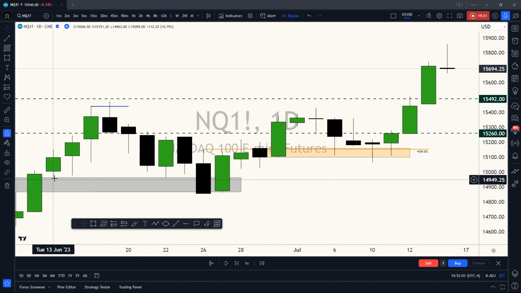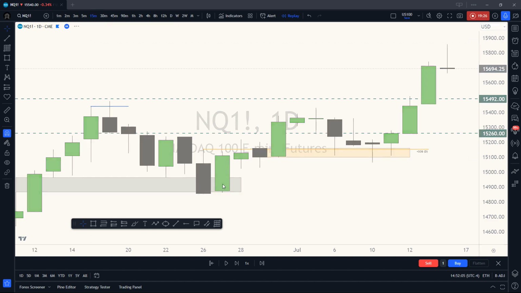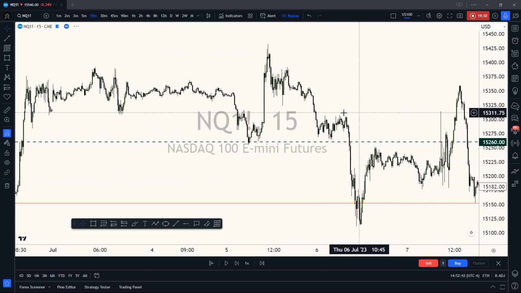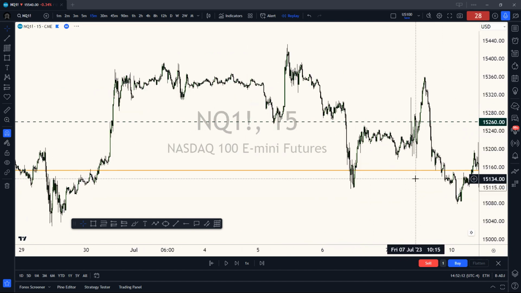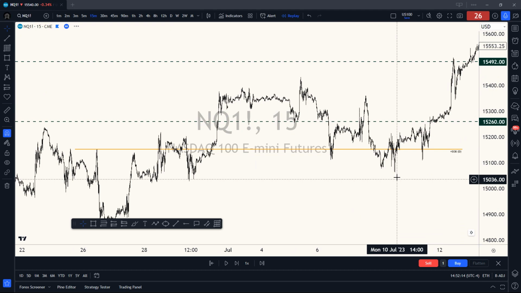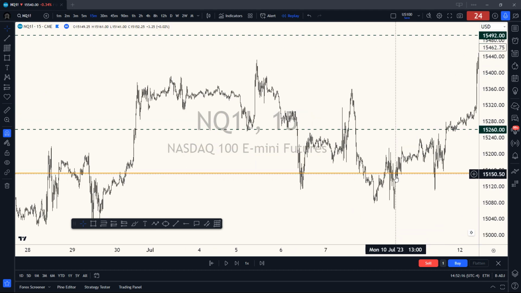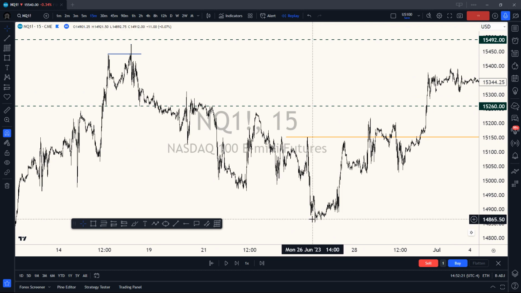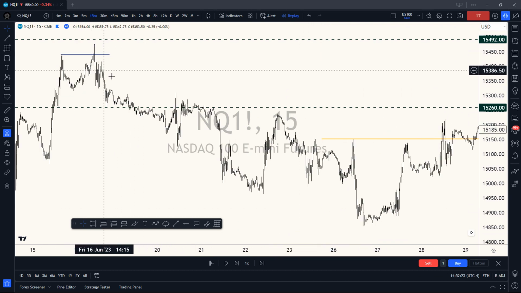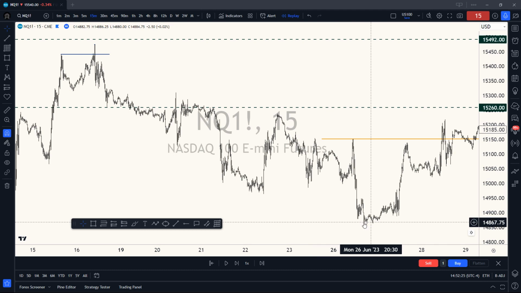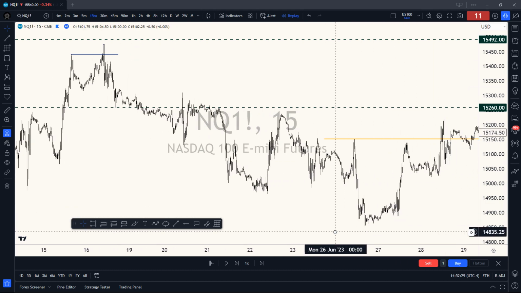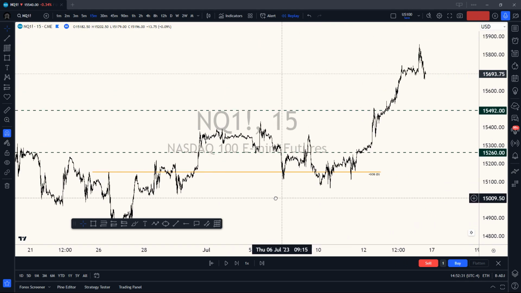All the way down to literally 14,960. So on a 15-minute chart, where's my trade? Yeah, right there. Boom. See? You retrace to the daily fair value gap that is around this level, this area, and then from there you expand higher.